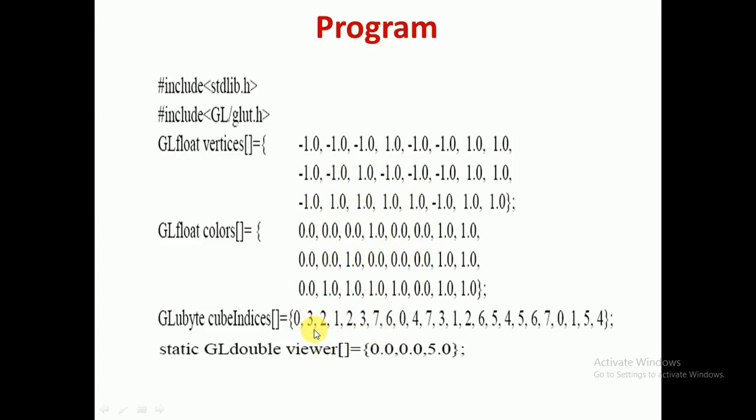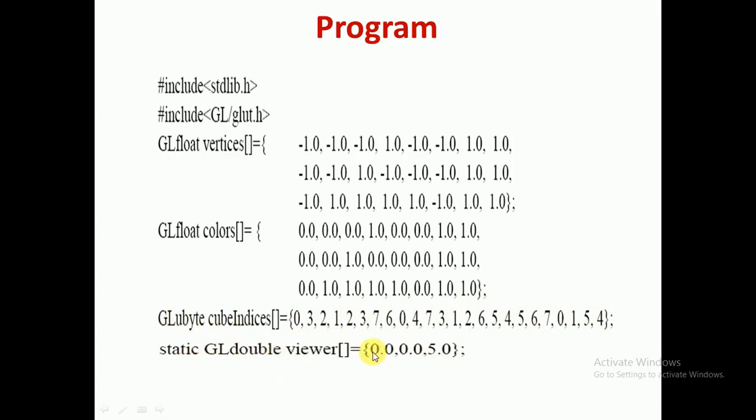Every face, every polygon, has four points. I hope in the last experiment, the third experiment, we saw this. This is the cube indices. The cube has a total of 6 faces, and those are all 6 faces' vertices. The first one, 0, 3, 2, 1, is the first face, the front face, then the next face, then the next, such 6 faces. Those are the indices for the cube. This is GLubyte, unsigned byte, we have declared.